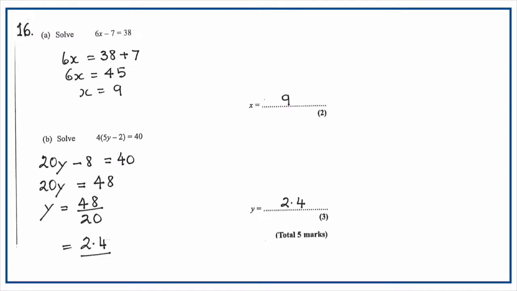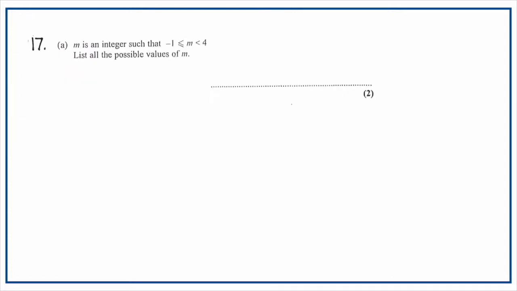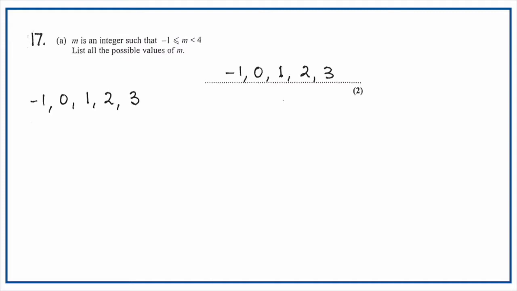m is an integer. Integer means a whole number such that m is greater or equal to -1 and m less than 4. List all the possible values of m. Well, m equals -1, so we can start with that. So -1 and then 0, 1, 2, and 3. So these are the possible values of m, which lies between m greater or equal to -1 and m less than 4.